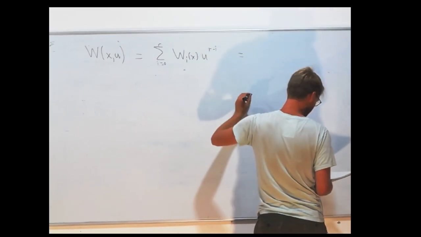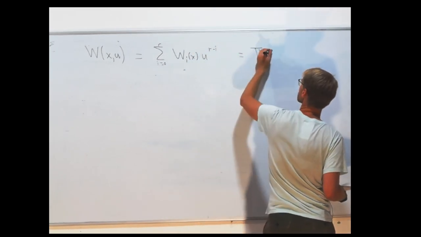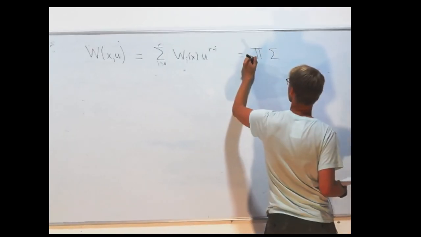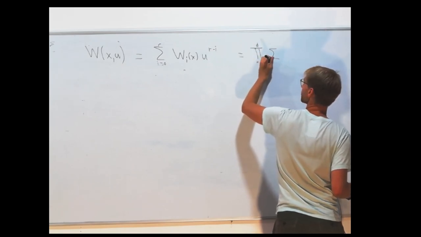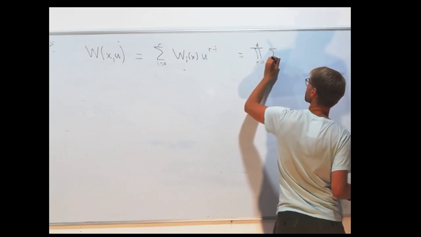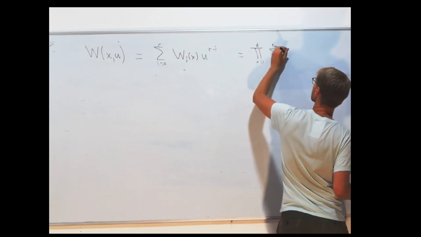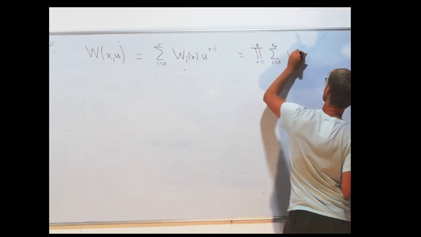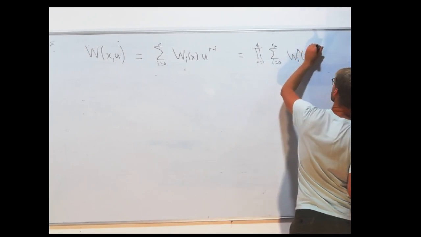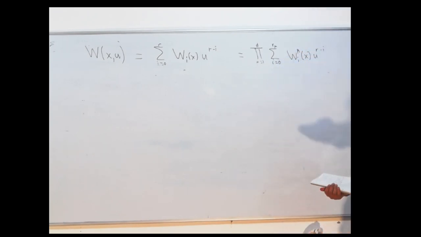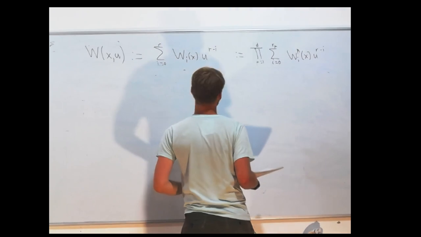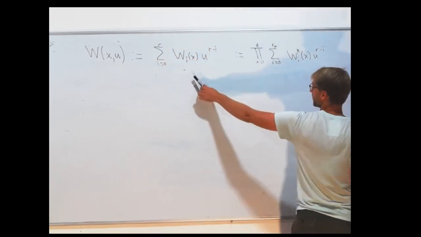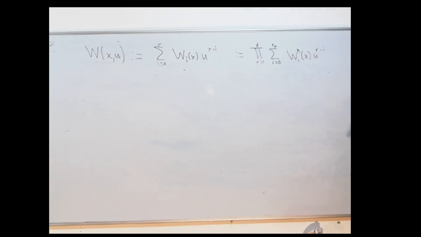And then I want to just say that this is going to be a product from mu equals 1 to g, sum from i equals 0 to r_mu. So this is a definition. And now you can figure out the actual formula for these things. It's not going to be pretty on coefficients, but this is the relation you should remember.